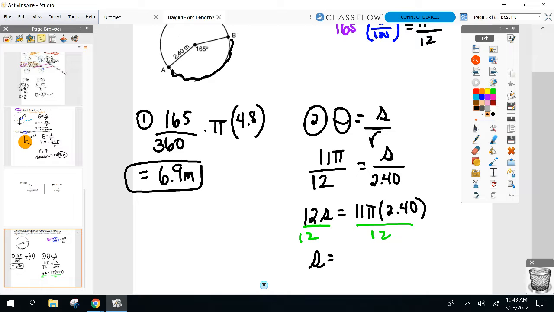Does it matter what formula you use? Nope, and here's proof. I'm hoping you guys are still getting 6.9. It does not matter what formula you use. It's what you're going to be comfortable with.